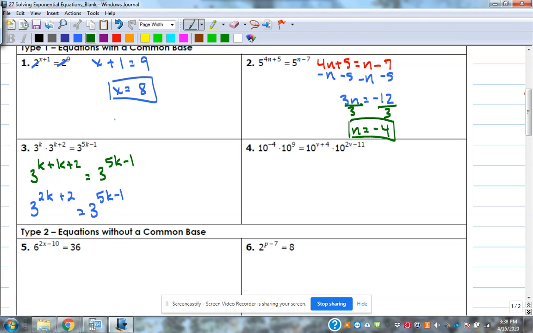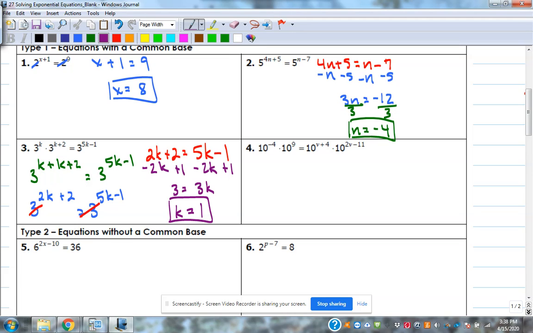And now the bases are the same on each side, so I drop them and set the equation up. 2k plus 2 is equal to 5k minus 1. And then subtract 2k, add 1. 3 is equal to 3k. Divide by 3, and k is equal to 1. That's the solution for that problem.